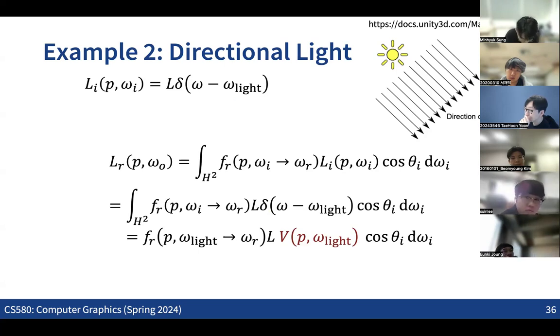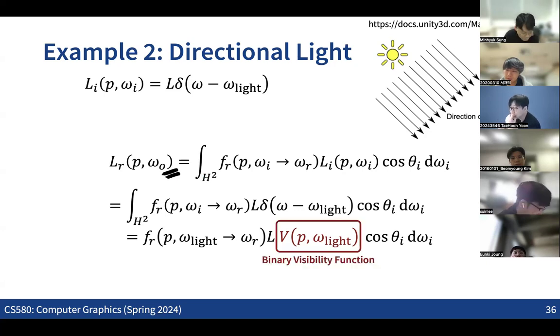Otherwise, we basically have zero incoming radiance. For those cases, we can also calculate the outgoing direction like this. So here we are plugging in this visibility term. Unless we have some occluders, when we calculate the reflection, we can directly calculate all these terms.